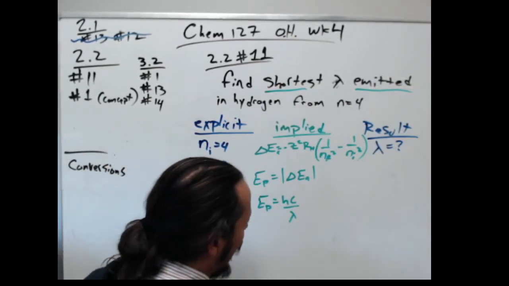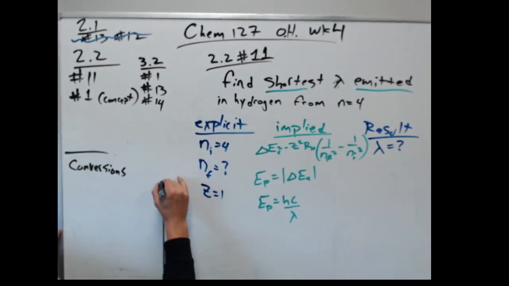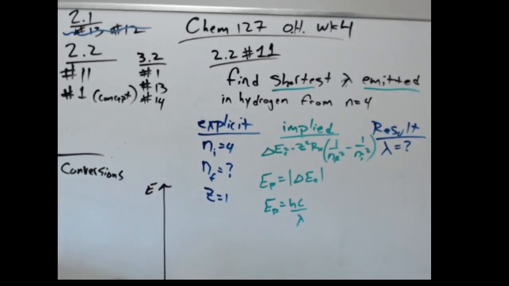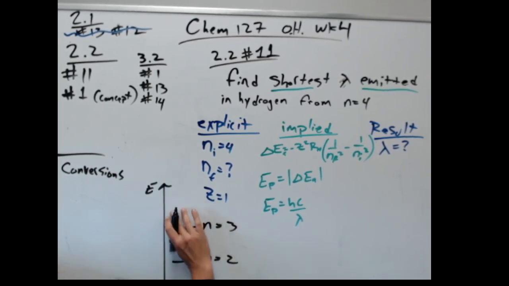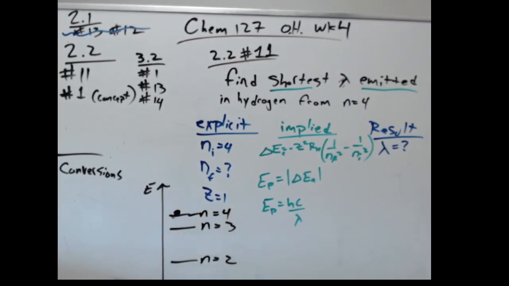Let's go ahead, and for me, again, I like drawing pictures. Pictures help me think about things. So I draw the exact same picture that I just erased, where I have my n equals 1, n equals 2, n equals 3, n equals 4. So I know I'm starting here at the n equals 4. Now I'm going to do the shortest wavelength, emitted. The word emitted means that I have to be going down.